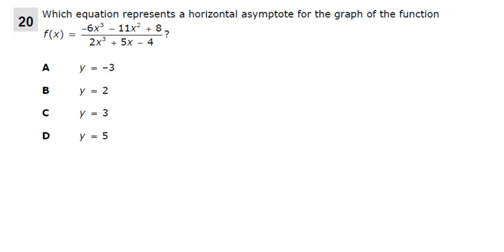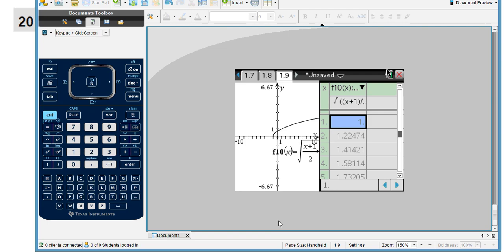Next, 20. Which equation represents the horizontal asymptote for the graph of the function? And there's an analytical way to do this such that I'm looking at this and I can see instantly what the answer is, but we haven't gone over it that much. Let me go ahead and show you how to do this in the calculator.